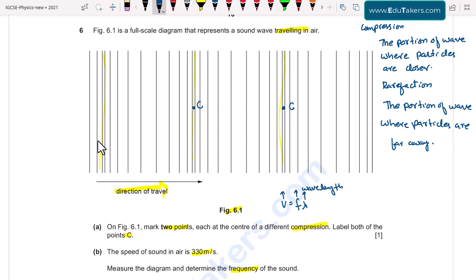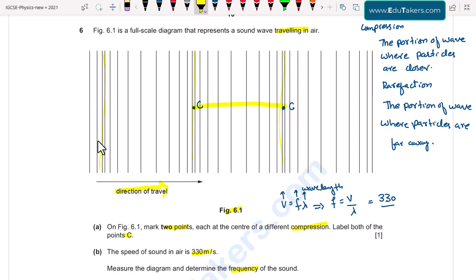Here we have to calculate frequency. So I write this equation: f equals v over lambda. V is given in the question, it is 330 meters per second, and wavelength is not given. We have to determine it from the figure. By using a ruler, we can determine the wavelength, and wavelength is basically the distance between two consecutive compressions or rarefactions. So I measure the distance from this point to this point, and this is basically equal to wavelength.